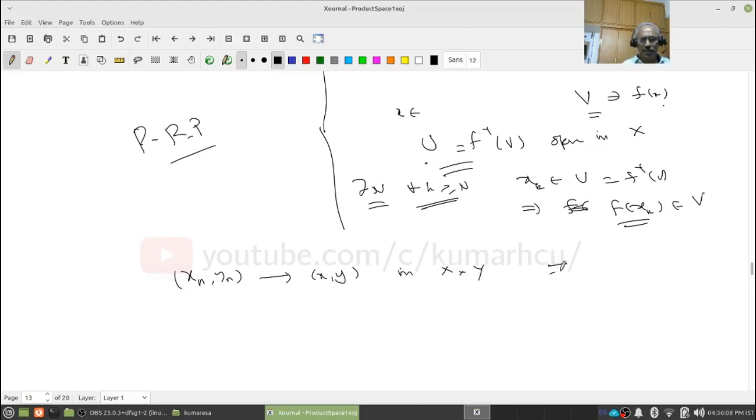Okay, what do I want to prove? I want to prove xn converges to x, where? In X. Similarly, the other one. What do you think I will do? All of you know that, right?